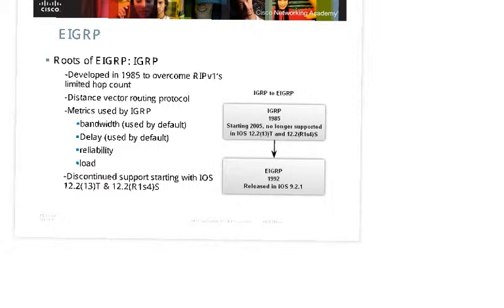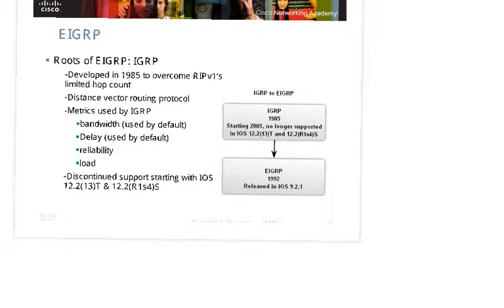As a historical part, IGRP, the Interior Gateway Routing Protocol, was developed in '85 to overcome the limitations of RIP in terms of using the hop count. So IGRP was originally released to address the inaccuracies related to using the hop count as a metric for routing.